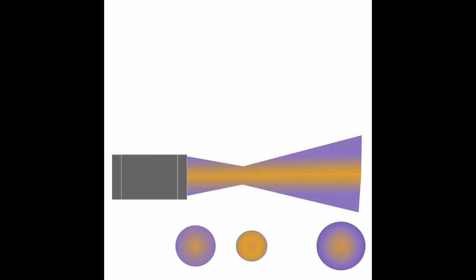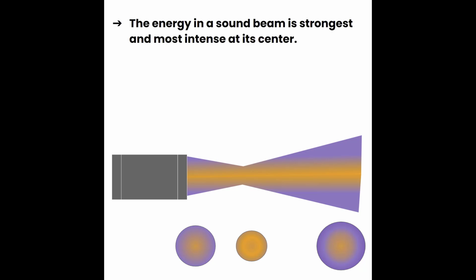When an ultrasound beam leaves the transducer, it has about the width of the transducer. It then focuses towards the center, becoming smaller, and then begins to diverge beyond the focus, becoming wider again. So the area ends up changing from the transducer to the focus and in the distant portion of the sound beam. So this diagram helps to show us that the energy in the sound beam is going to be strongest and most intense at its center.